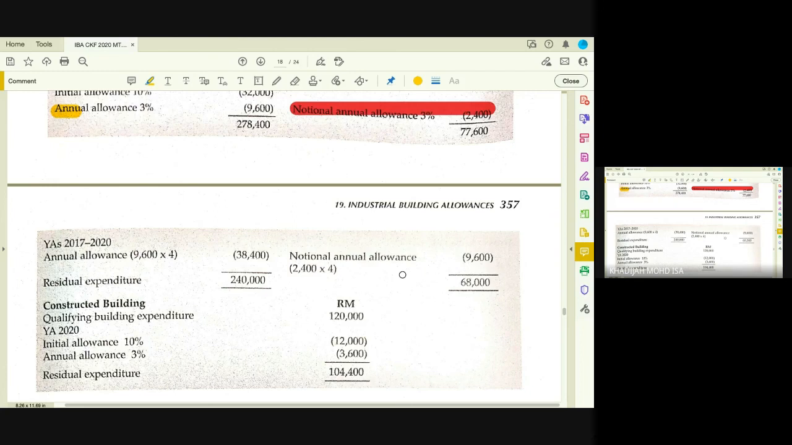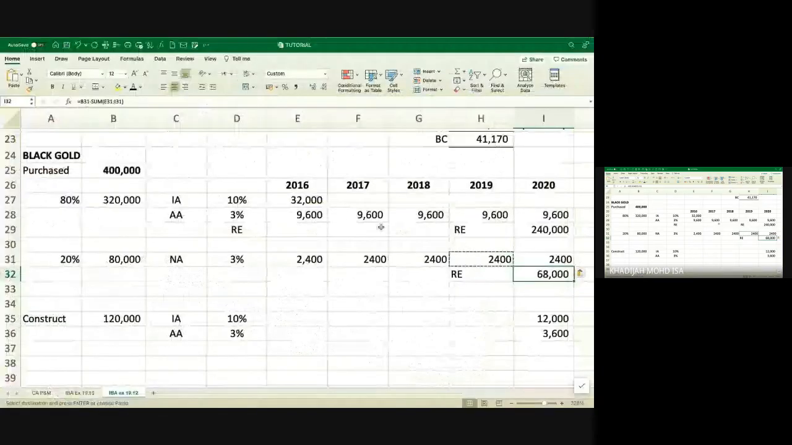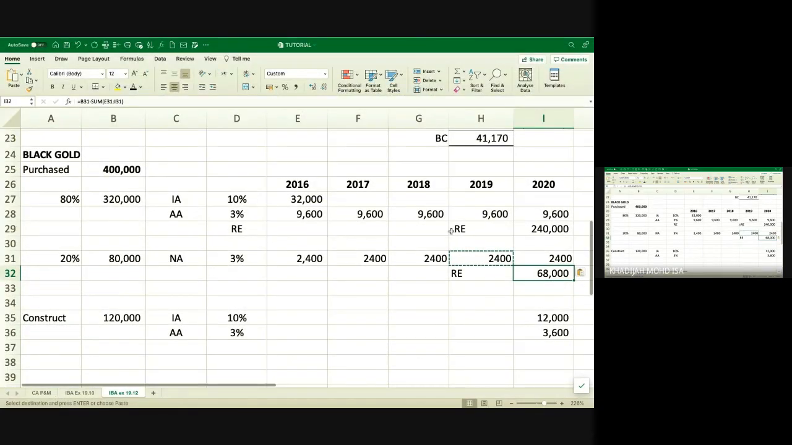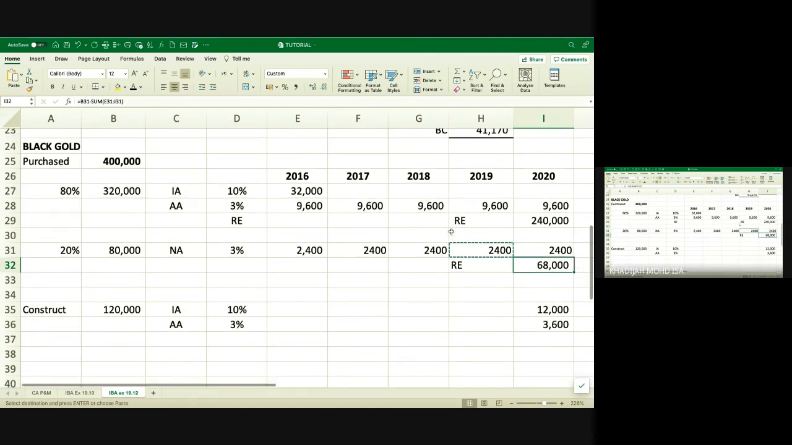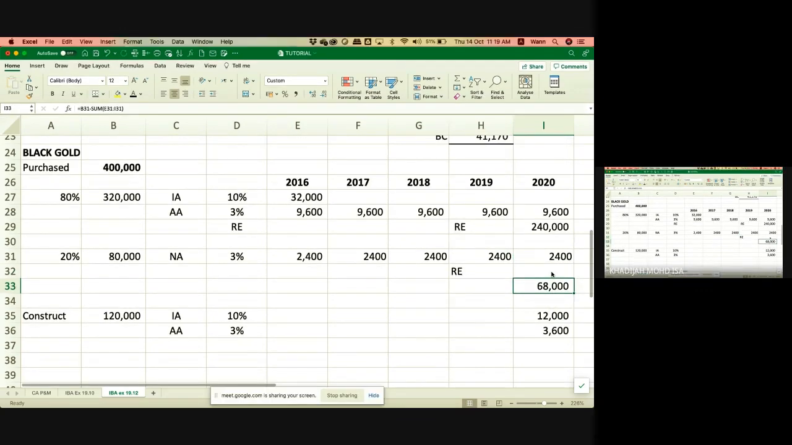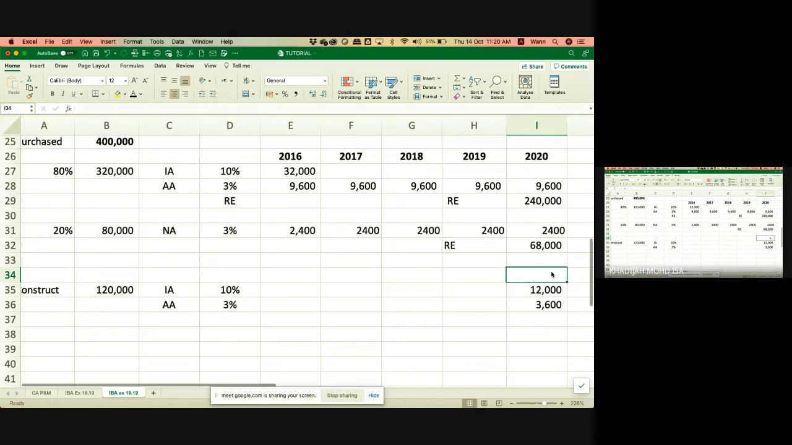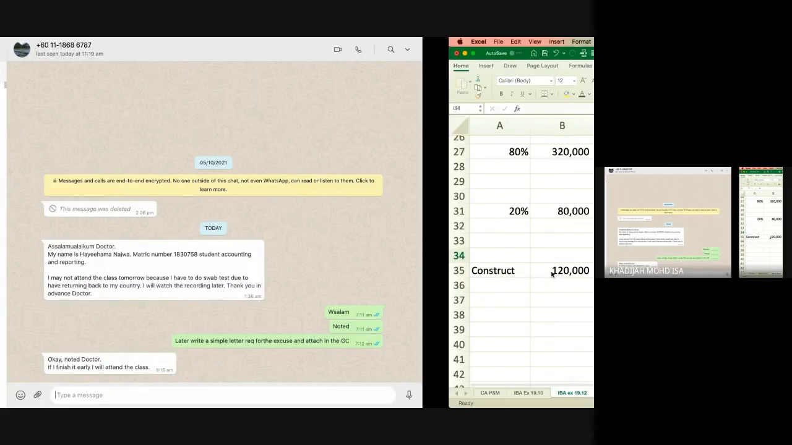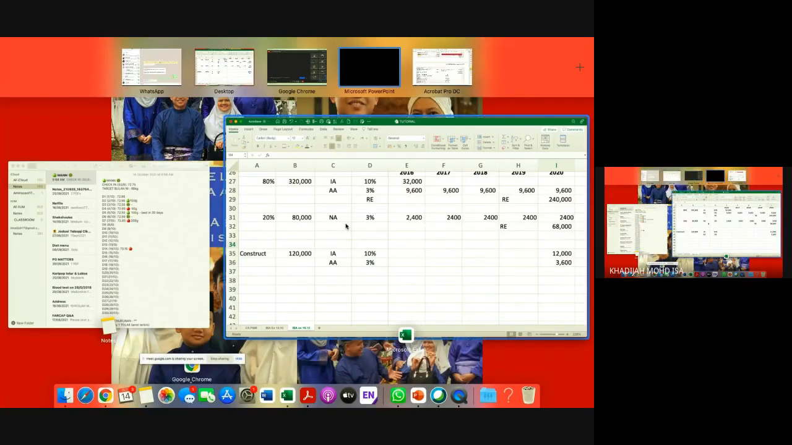So what it does is that you have to compute separately the RE for the purchase, the 80% and the 20% portion. But it's not required in the question. I just want to show you why they have to differentiate between the notional allowance and the annual allowance. Okay, and finally, where is the question? It disappeared.